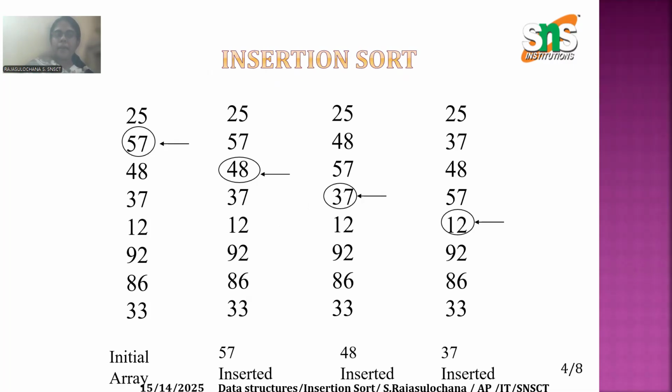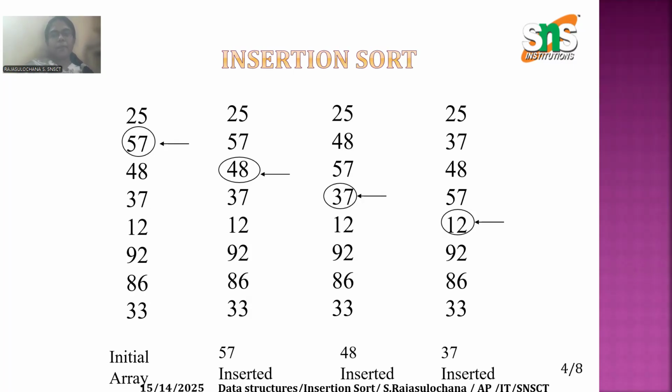When he compares 48 with 25, it is greater than 25. Again he compares 48 with 57, it is lesser than 57. So he places the card to the left of 57. The next card that arrives is 37. Again, the player will scan this card with value 37 from left to right. He compares 37 with 25, it is greater. Again, he compares 37 with 48, it is smaller. So 37 is inserted to the left of 48.